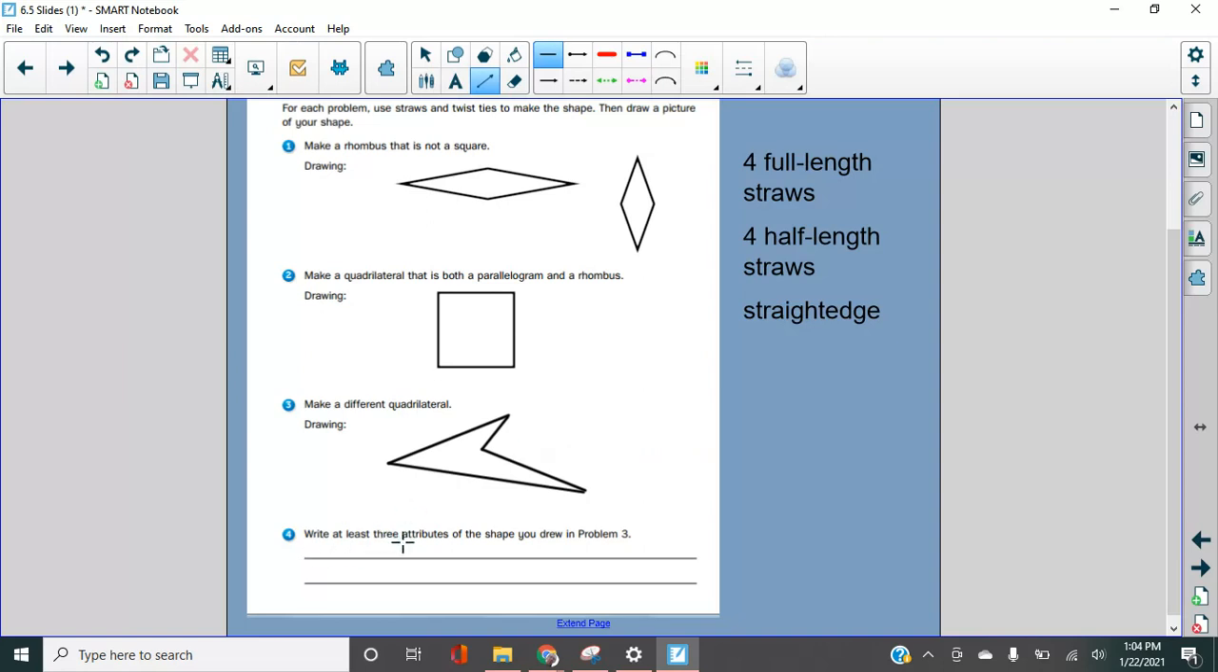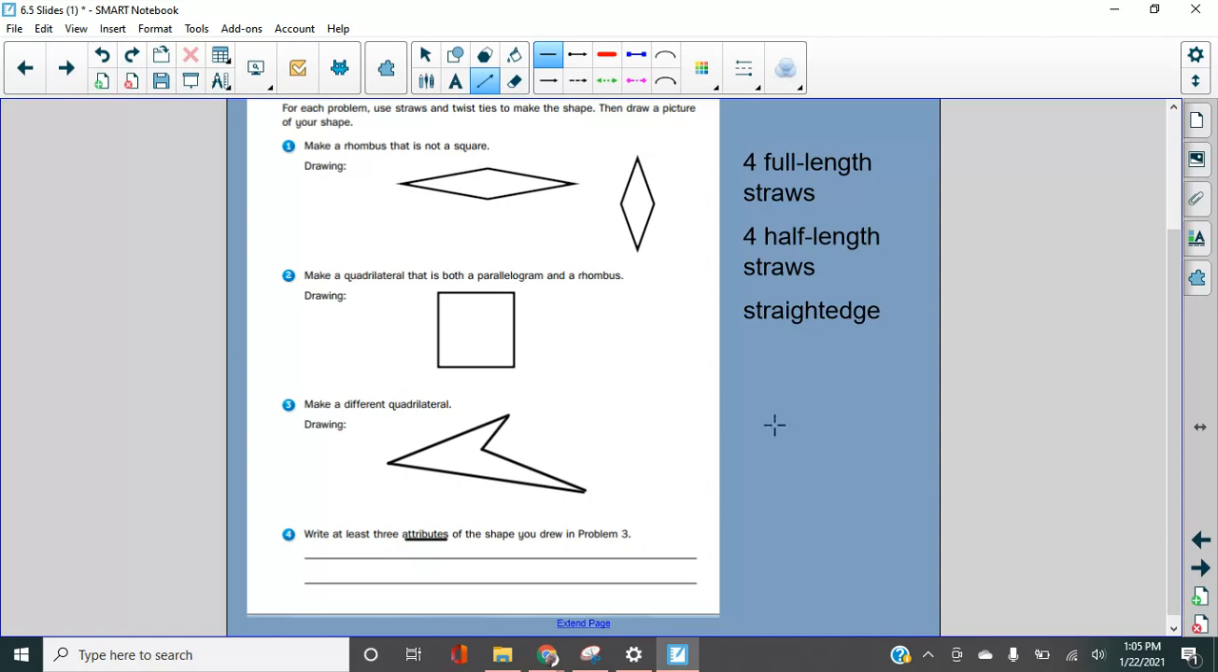Now we're going to write at least 3 attributes. So I want you to write down, look at your shape, and tell me 3 things that are true for your shape. Take a moment, write those down for number 4. All right, those are your attributes.